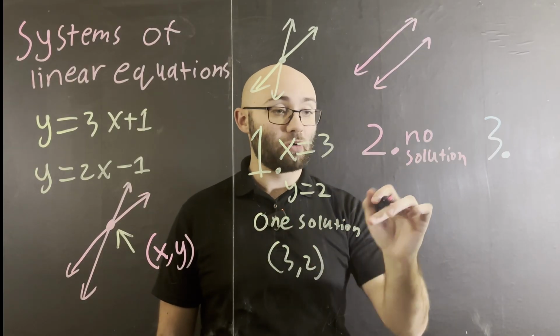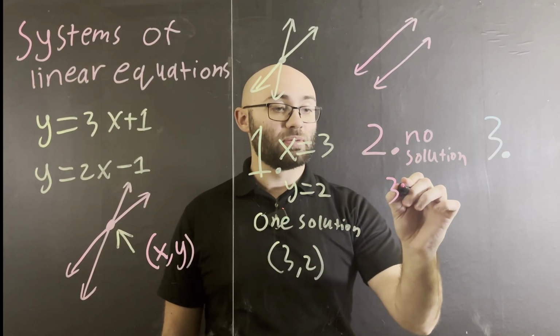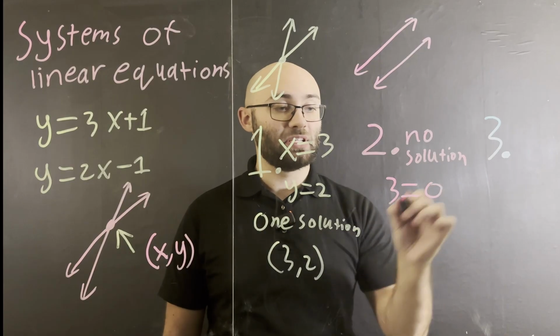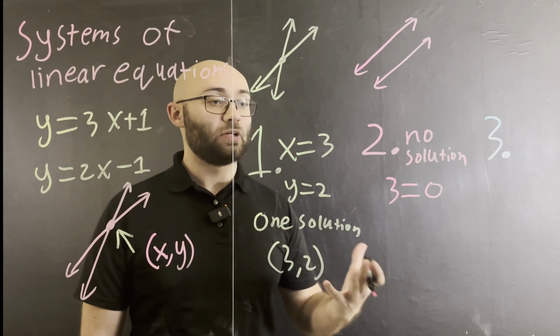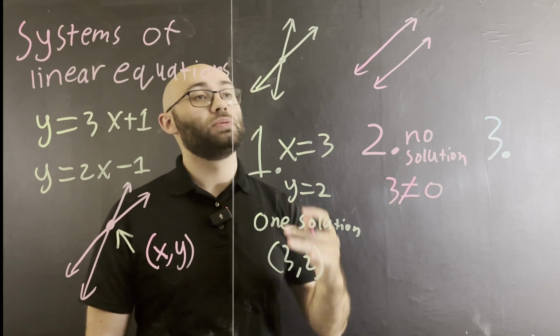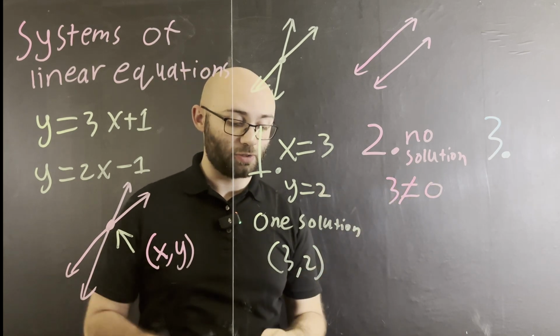So we'll have no variables at the end, but we'll have something just completely preposterous like 3 is equal to 0, which that's not possible, right? 3 does not equal 0. So since that is untrue, we would say that there is no solution.